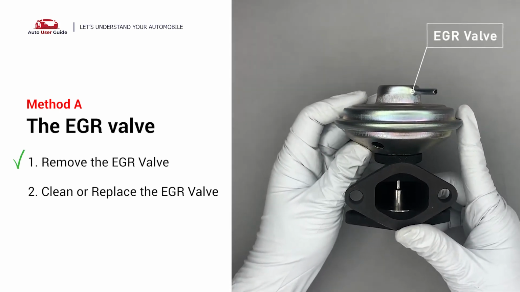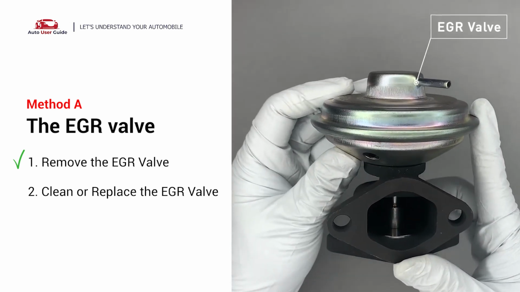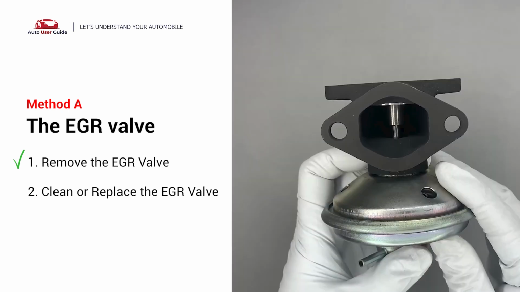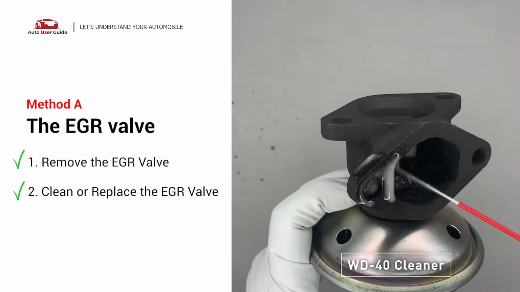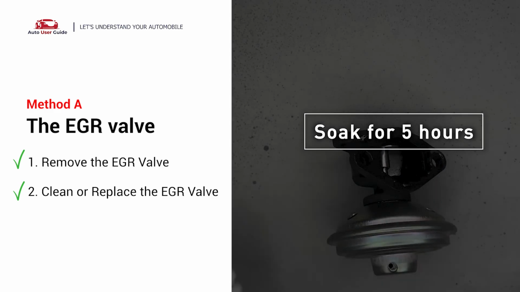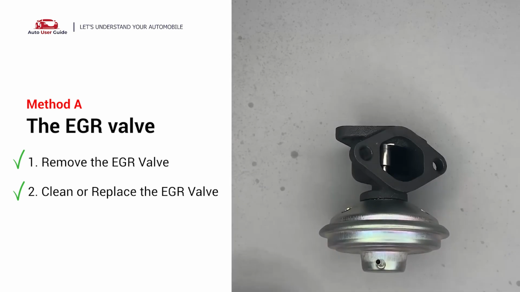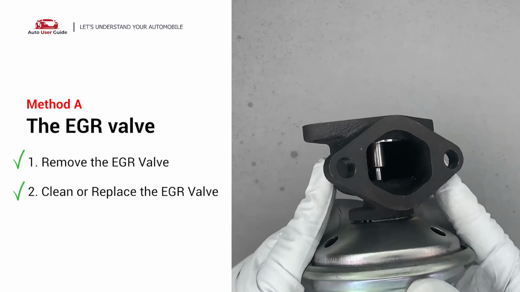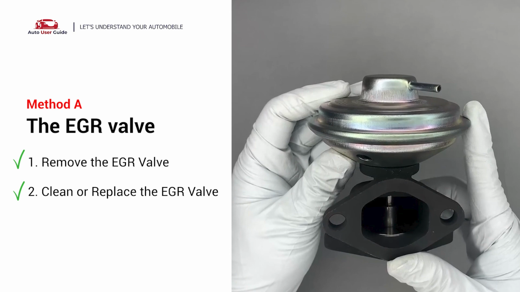First, carefully remove the EGR valve from your car. Turn the EGR valve upside down and fill it up with the WD-40 cleaner. Let it soak for 5 hours for the solvent to get rid of all the carbon buildup. After the cleaned EGR valve gets dry, reinstall it back in the car. If it is too dirty to be cleaned, you may replace it with a new EGR valve.